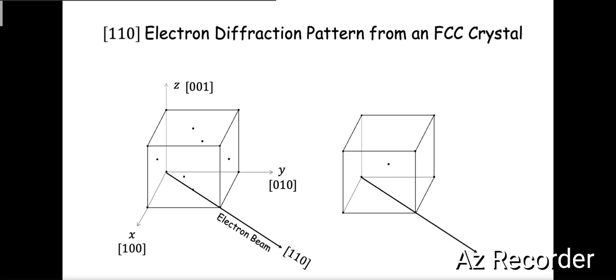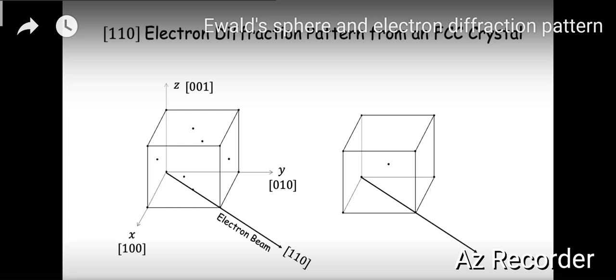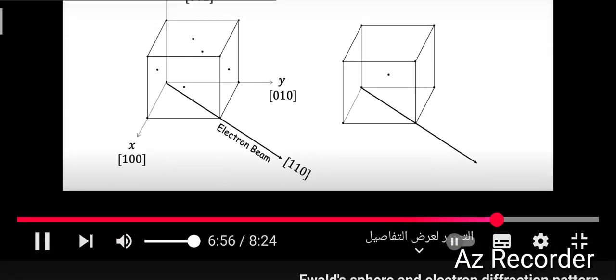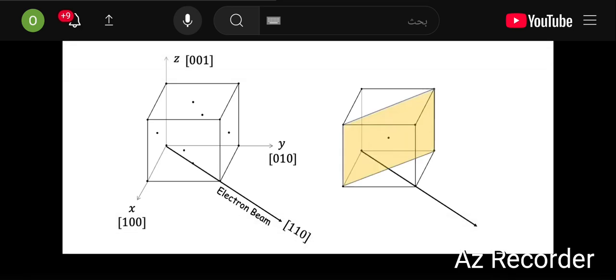For the same electron beam direction, all I have to do to find the diffraction pattern is to take a section of this reciprocal lattice perpendicular to this beam. This section is shown in color here. You can see that this is a rectangular section with the lattice points lying on this section highlighted. The ratio of the edge lengths of this section is 1:√2 because one side of this rectangle is the edge of the cube, whereas the other side is the face diagonal of the cube.